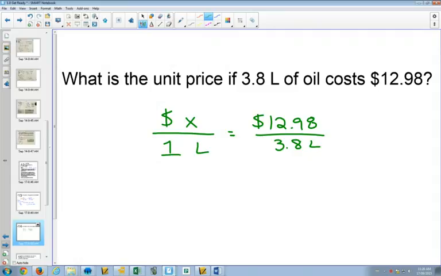Now, if I solve this by taking 12.98 and dividing by 3.8, I got my price to be 3.415. I'm going to round to 2 decimal places. Most often with money, we round to 2 decimal places because that's dollars and cents. $3.42 per liter.